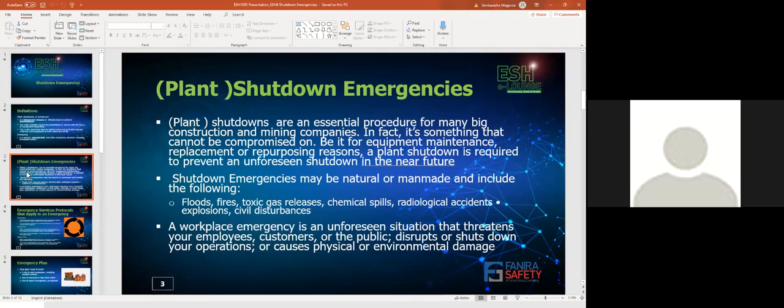Also, shutdown emergencies may be natural or man-made and include the following, and may not be limited to the ones I've listed: floods, fires, toxic gas release, chemical spillages, radiological accidents, explosions, civil disturbances, and many others apart from these. A workplace emergency is an unforeseen situation that threatens your employees, customers, or the public, disrupts or shuts down your operations, or causes physical or environmental damage.